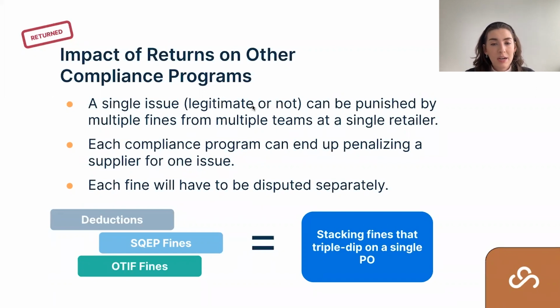There are lots of different avenues to receive fines, and one issue can really start to create this avalanche of other compliance programs fining you. One thing I want to call out is that each compliance program will penalize you, not because they are malicious and want to take as much money from your pocket as possible. It's because these compliance programs don't talk to each other and have separate processes for disputing and charging fines. So the burden is on the supplier to make sure these compliance programs are being disputed and that you're not being double or triple charged for different fines that come in the form of deductions, SQEP fines, or OTIF fines.